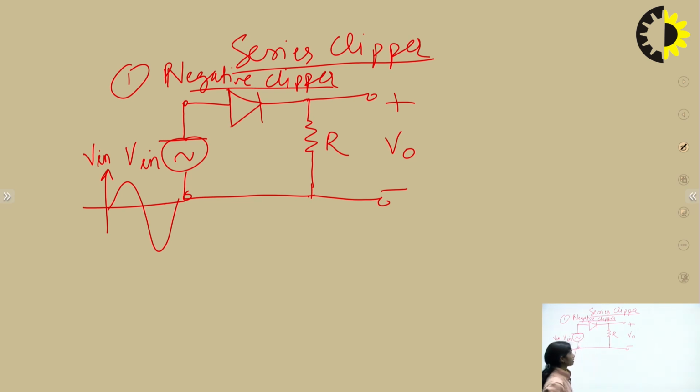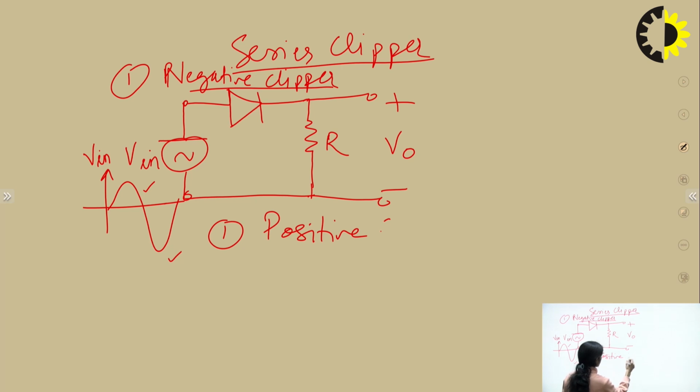We can clip the signal either on the positive side or on the negative side. If we clip the negative side of the signal, we call it a negative clipper. We will analyze any type of clipper circuit in two ways. We have two cycles: first the positive cycle, then the negative cycle. First we are going to work on the positive cycle.